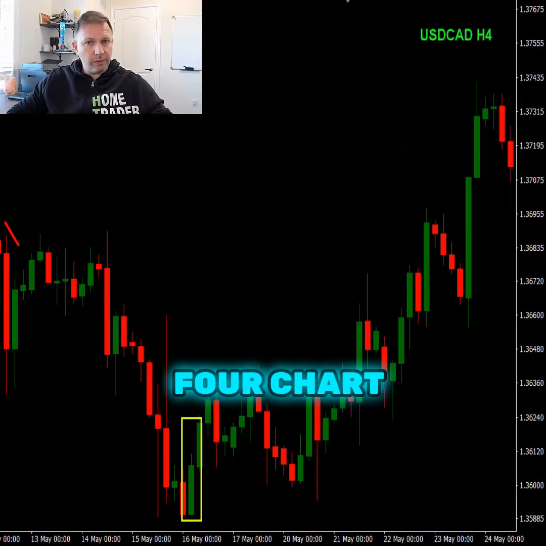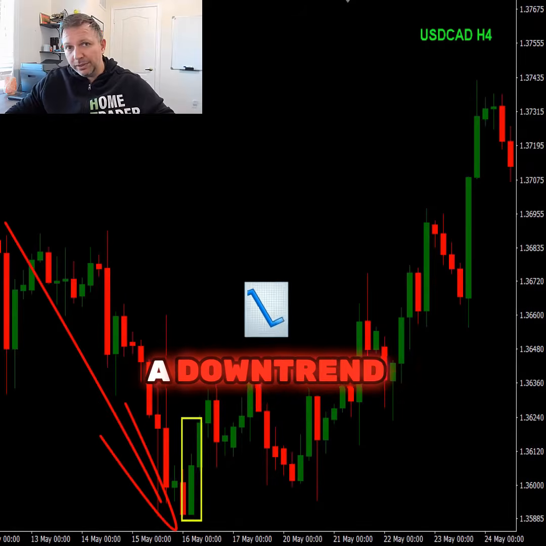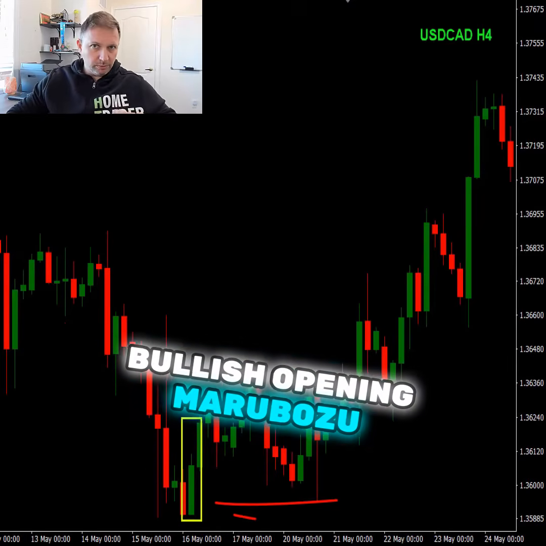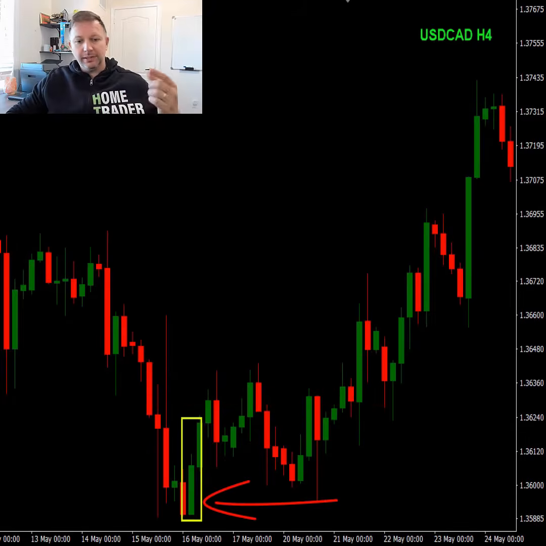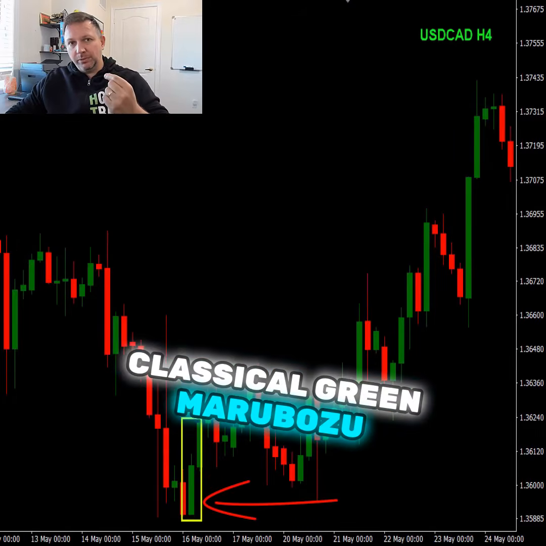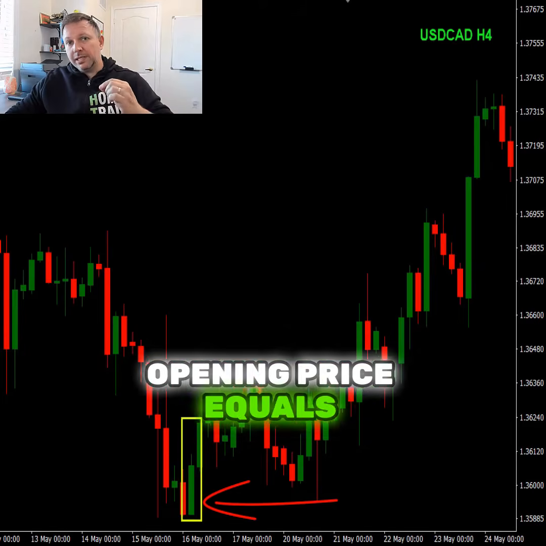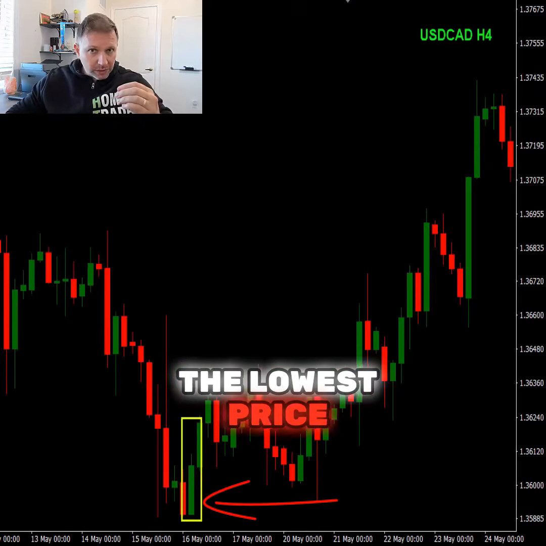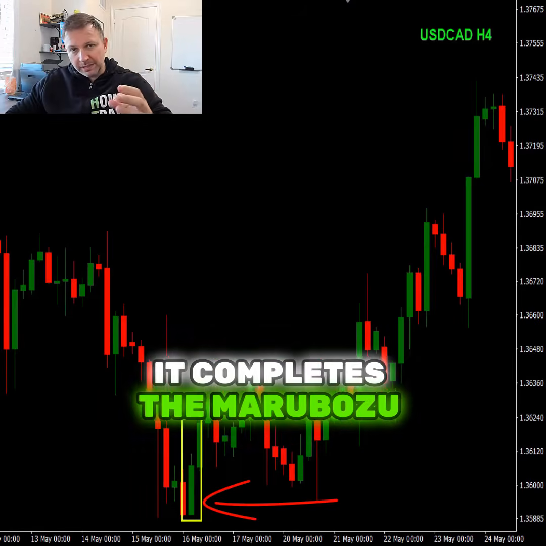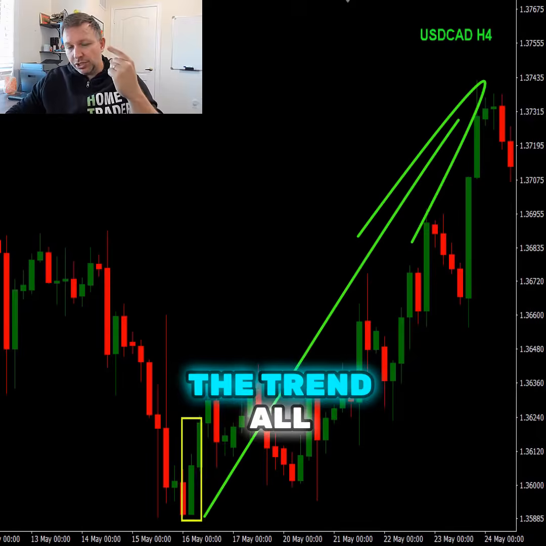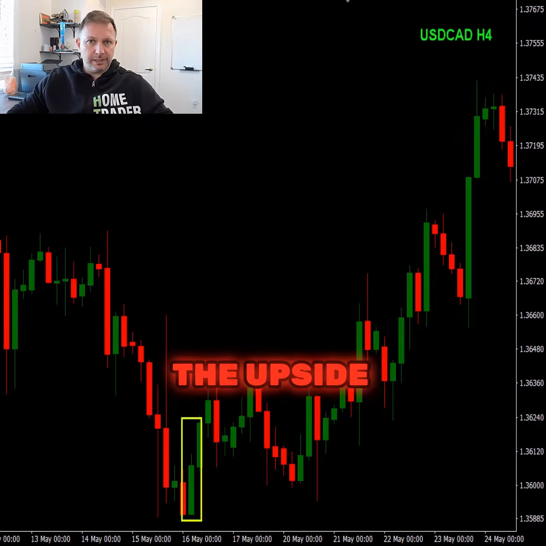Dollar CAD 4-hour chart at the end of a downtrend, bullish opening Marubozu. At the end of a downtrend, a classical green Marubozu, opening price equals the lowest price of the candle. It completes the Marubozu and changes the trend all the way to the upside.